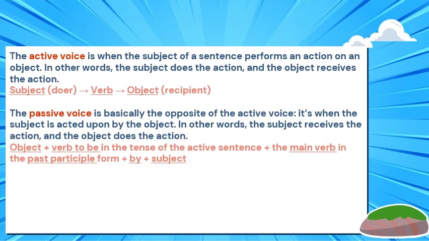Start with the object, and after that the verb to be in the tense of the active sentence, plus the main verb in the past participle. It's called the PP form, and "by" at the end, then the subject. Okay, so this is the sentence in the passive: object, verb to be as a helping verb, and after that we put the main verb, which will be in the past participle, and "by" at the end, where we put the subject.